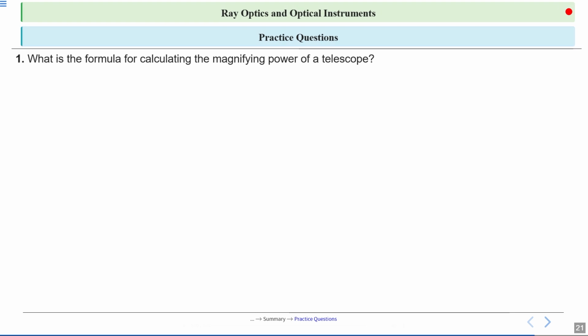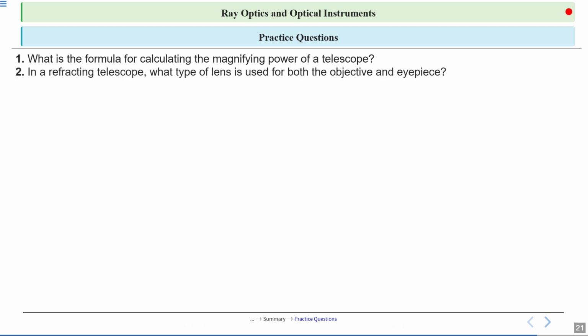There are some practice questions. In the first question, write the formula for magnifying power of a telescope. Now let's reveal the next question. In a refracting telescope, both the objective and eyepiece are lenses. Specifically, they are convex lenses. This is important because convex lenses converge light, which is essential for forming clear images in telescopes.